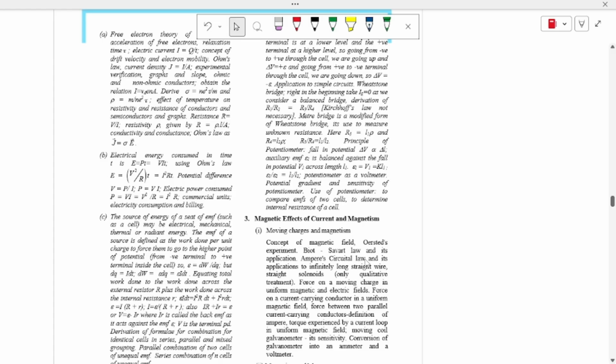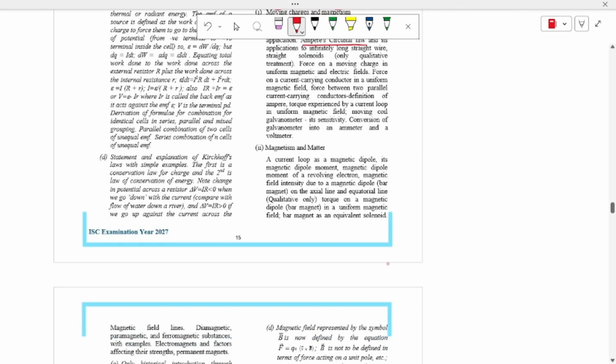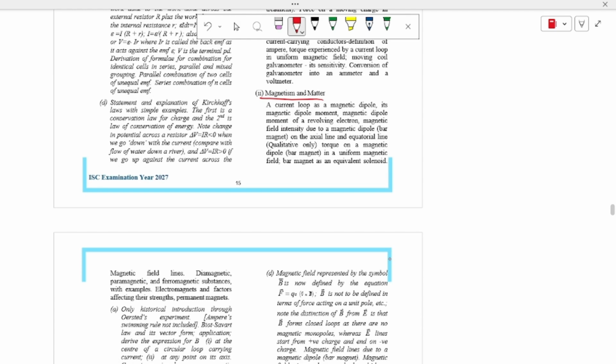Then chapter number 3, magnetic field of current and magnetism. As current flows, magnetic field will be there around it. Current is flowing in this direction, so there will be magnetic field around it. So we'll study here Biot-Savart's law. We'll study Ampere's circular law. Then magnetism and matter, magnetic materials, like diamagnetic material, paramagnetic material, ferromagnetic material, or substances.